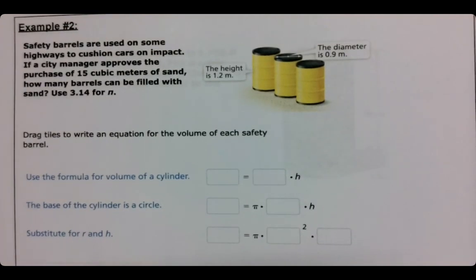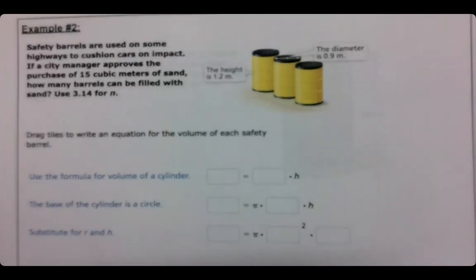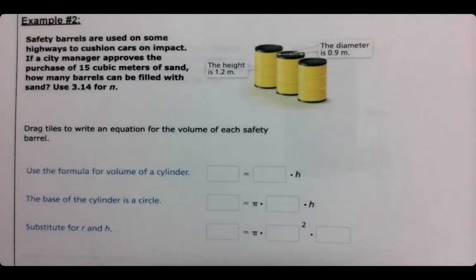the area of the base, and we need to find some pieces, okay? So safety barrels are used on some highways to cushion cars on impact. If a city manager approves the purchase of 15 cubic meters of sand, how many barrels can be filled with sand? All right. So we have the height is 1.2 meters.